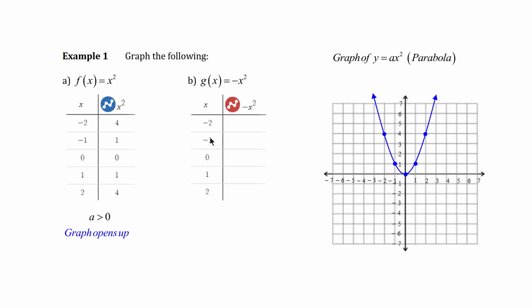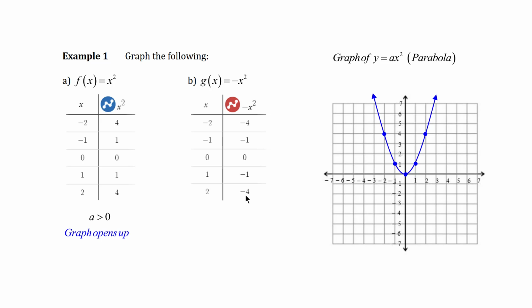So -2 squared is positive 4, but the negative sign in front will change it to -4. Taking -1 and squaring it, we get positive 1, and then the negative in front will change us back to -1. 0 squared is 0, and the negative won't change the value of 0, so we get 0. 1 squared is 1, and then we have a negative in front, which will change this to -1. 2 squared is 4, and then the negative will change this to -4.